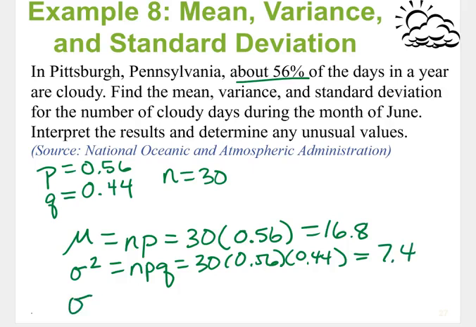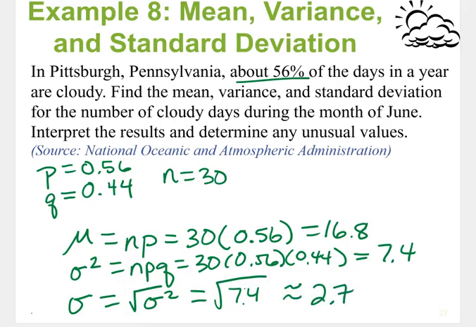And the standard deviation would just be the square root of the variance. So the square root of that 7.4 value that we found. And that turns out to be about 2.7.